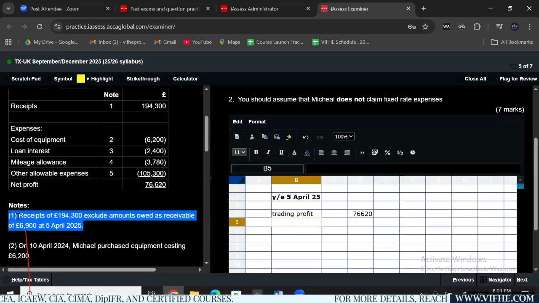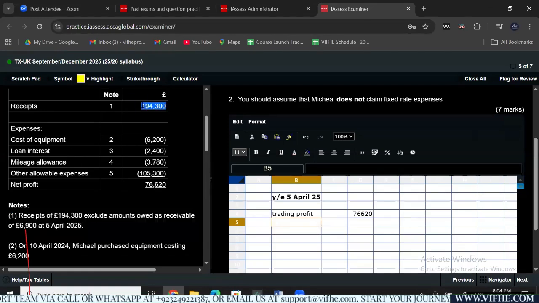The first note says that receipts of 194,300 exclude amounts owed as receivable of £6,900 at 5th April 25. So whatever the receipts shown over here, it doesn't include 6,900, which is the sale figure related to the same period of account, but it has not been received. Why is it not there in this value? Because they were previously using the cash basis. But if I have to use accruals basis, what should I do? It is a relatively different kind of question.